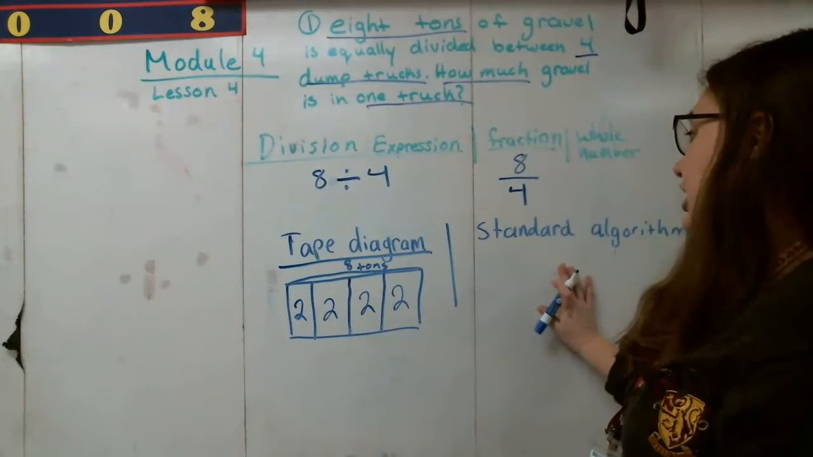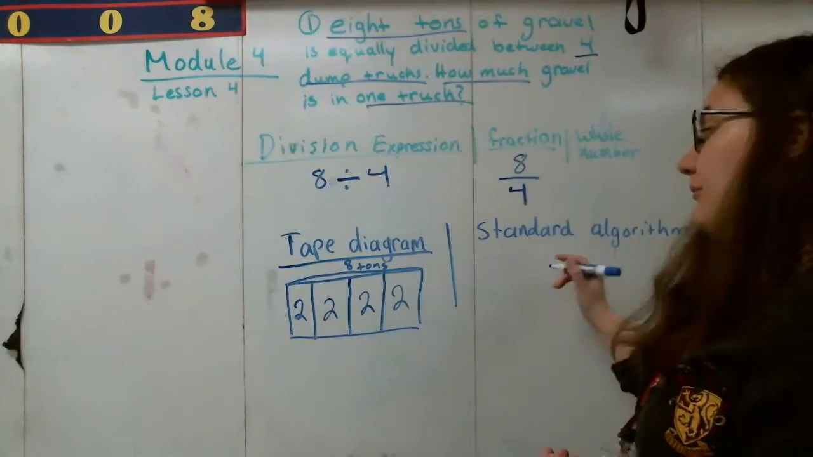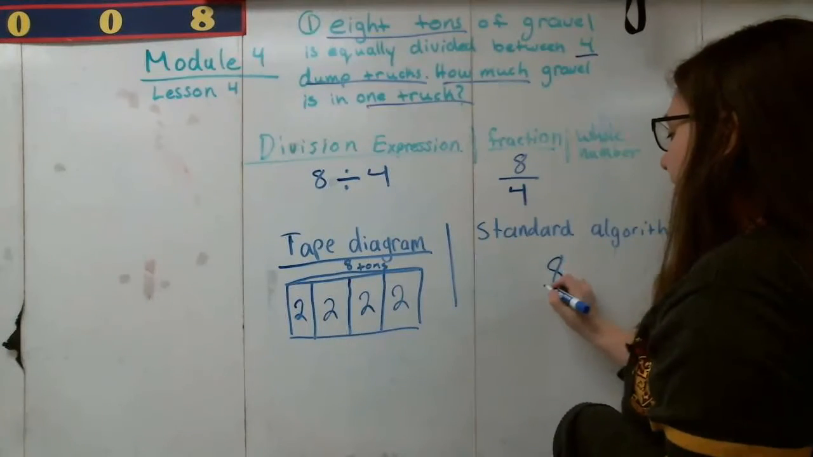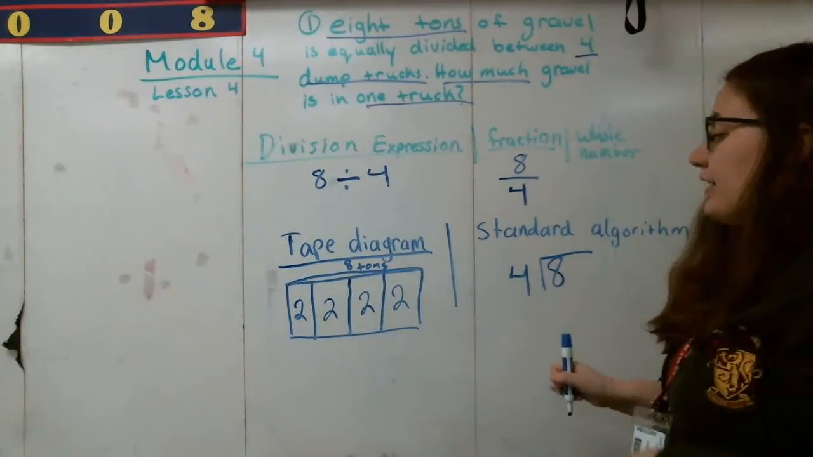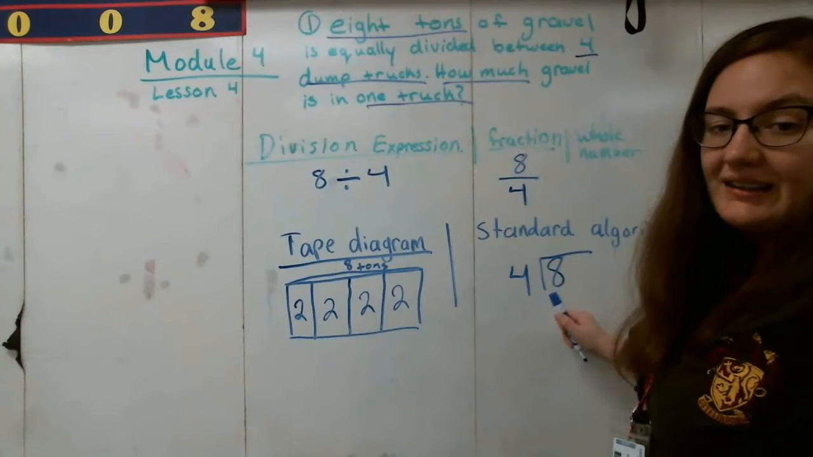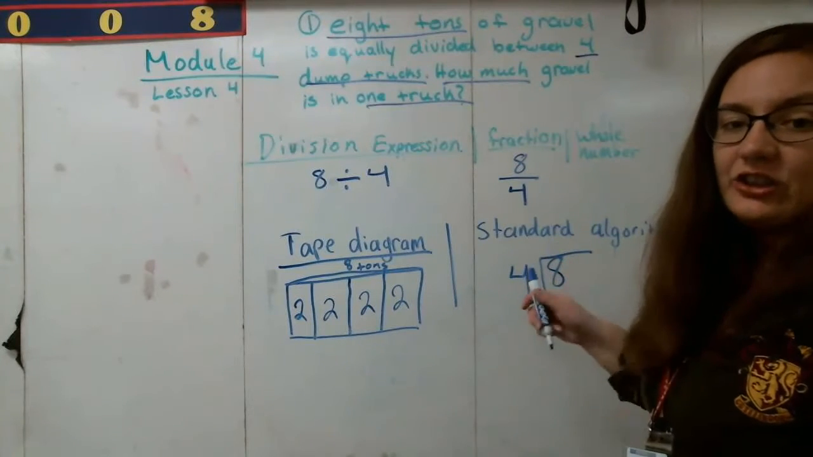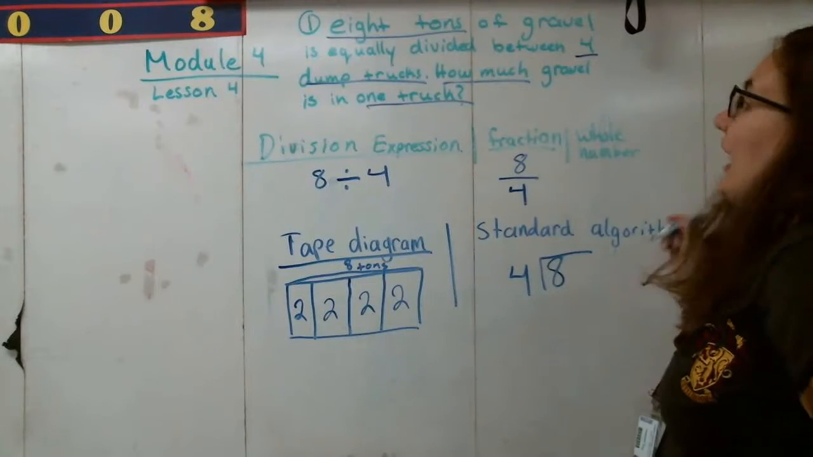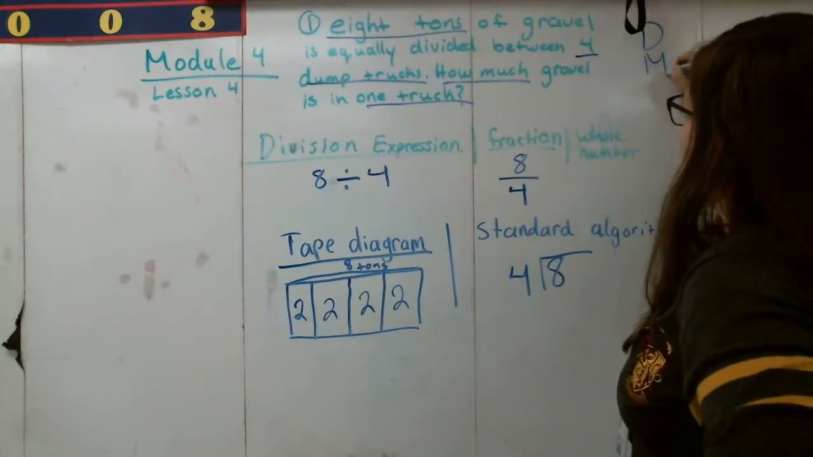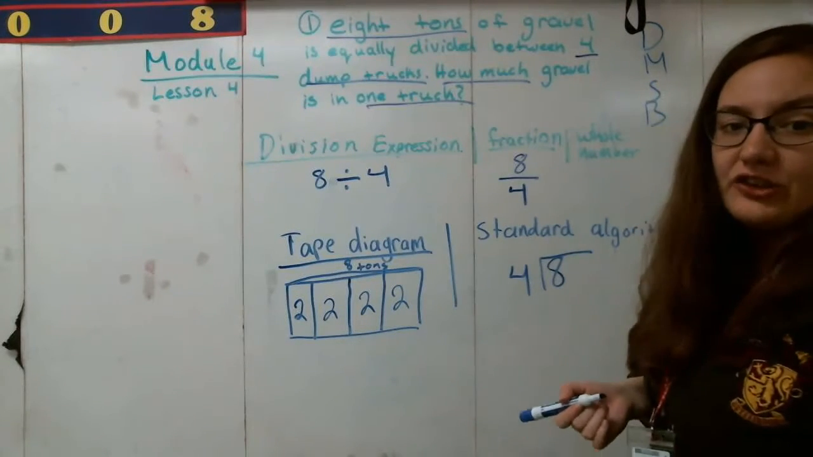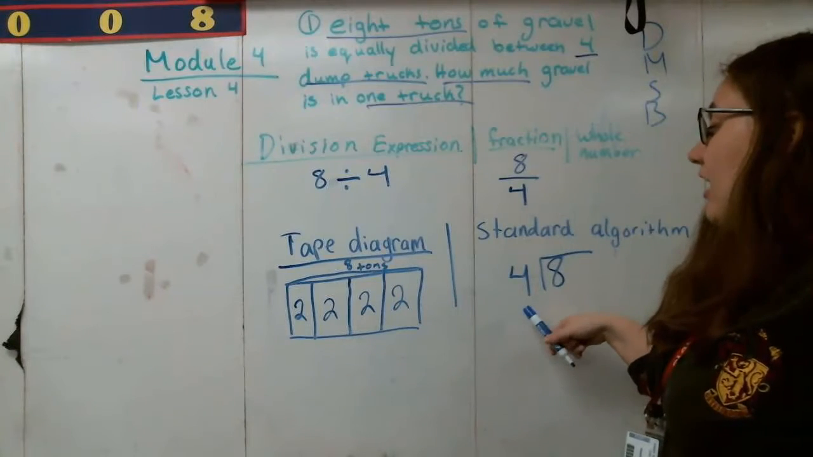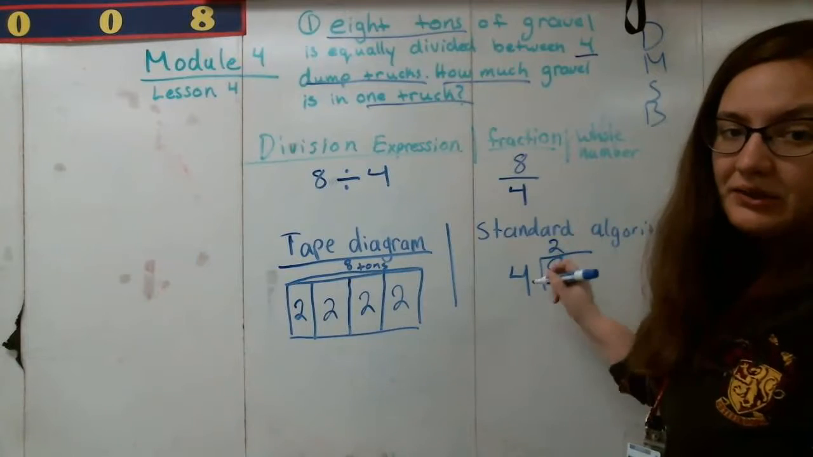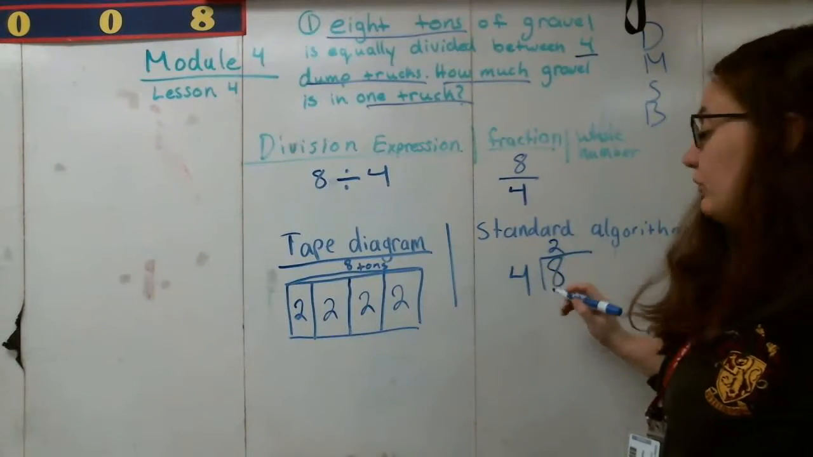Now, another way that I can check my answer is I can do a standard algorithm, and what we mean by that is just setting up this problem to look like a math problem, just like this. So we're setting up 8 divided by 4, and now just like we were doing the previous day, we're trying to figure out how many times can 4 go into 8. And don't forget those steps to help you with your division. So we're going to start with dividing. So how many times can 4 go into 8? Well, 4 can go into 8 2 times. Then we do 4 times 2, which gives me 8.